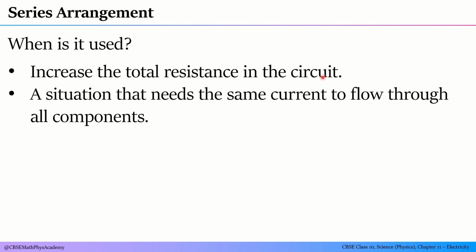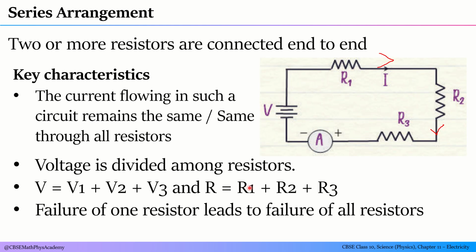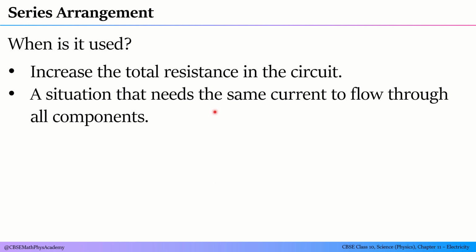So where is this arrangement required? This arrangement is required to increase the total resistance in a circuit, because the resistance is the sum of all the individual values of the resistance. So R1 is 10, say R2 is another 10, R3 is another 10. So 10 plus 10 plus 10 gives you 30. So the series arrangement will help you to increase the resistance in the circuit. And another situation is where the same current has to flow through all the resistances. So that is when you go for series arrangement.